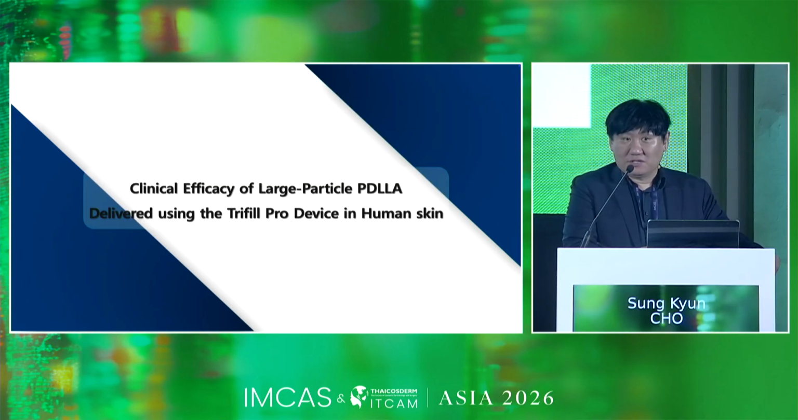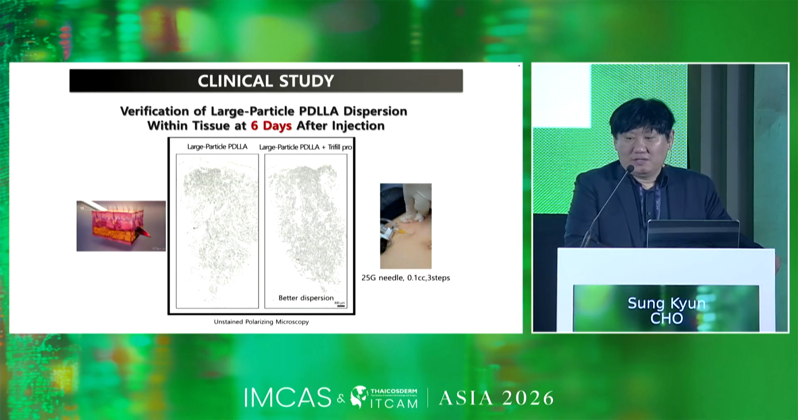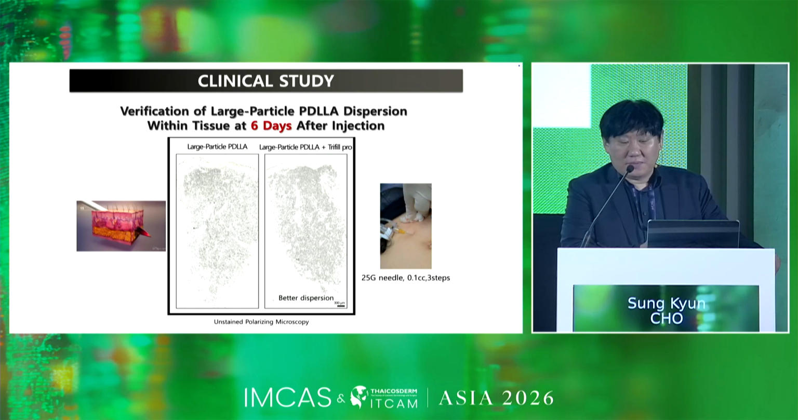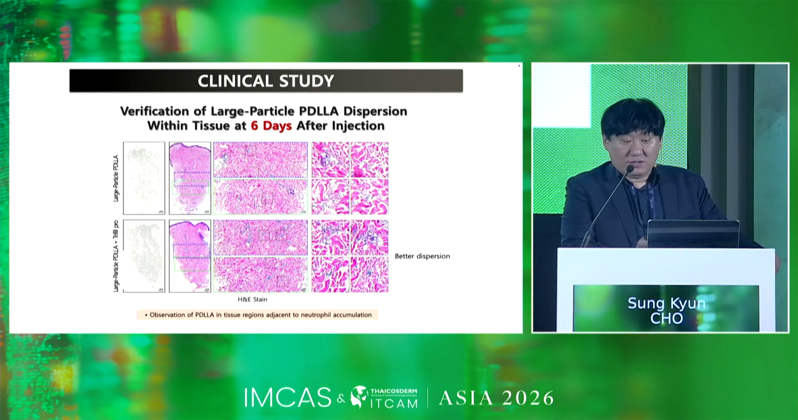So this is an article that was published in Korea by Dr. Seo. It shows you that large particle PDLA dispersion within 6 days shows even more distribution, with histological evidence provided in his paper that he published later this year. If you have a large PDLA, I prefer to use 25 gauge. Some physicians like 27, I prefer 25. I think it goes in more smoothly. And just to show you, this article shows that after 6 days you can see more neutrophil infiltration, accumulation, and homogeneous distribution of the PDLA inside the skin.